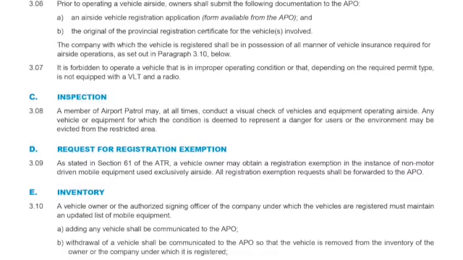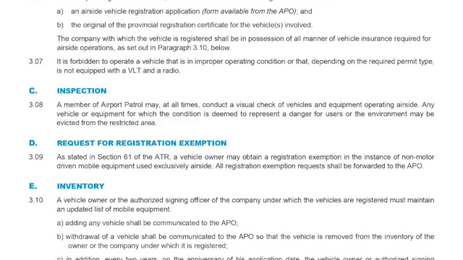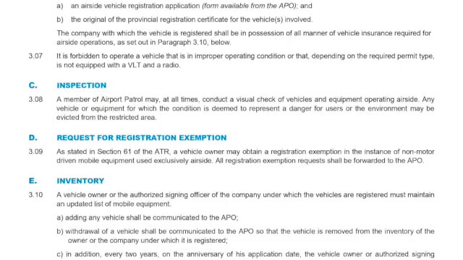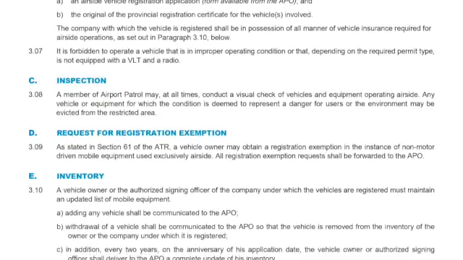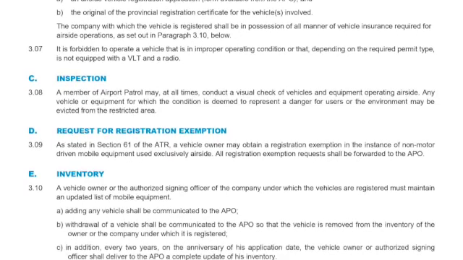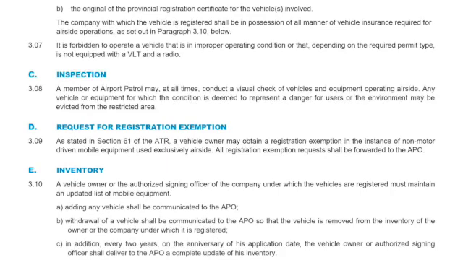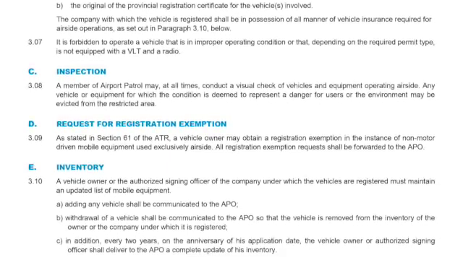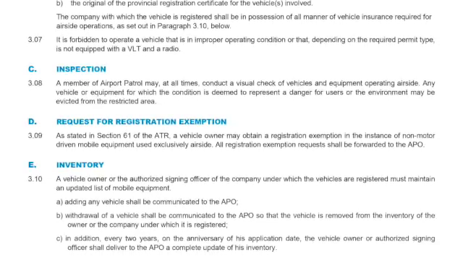All registration exemption requests shall be forwarded to the APO. E. Inventory. 10. A vehicle owner or the authorized signing officer of the company under which the vehicles are registered must maintain an updated list of mobile equipment. A. Adding any vehicle shall be communicated to the APO. B. Withdrawal of a vehicle shall be communicated to the APO so that the vehicle is removed from the inventory of the owner or the company under which it is registered.